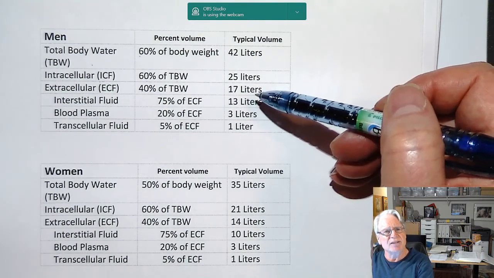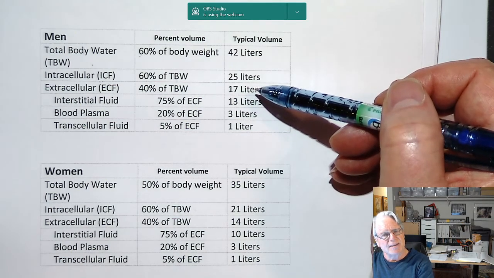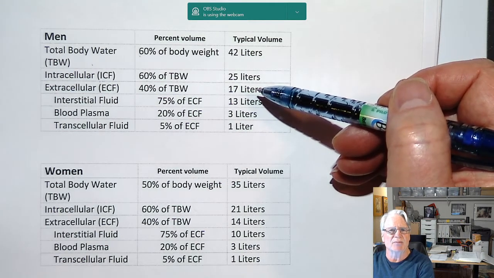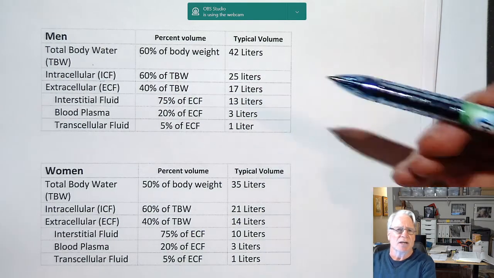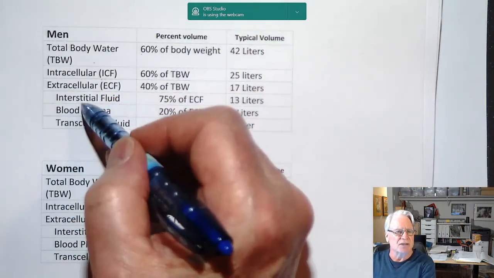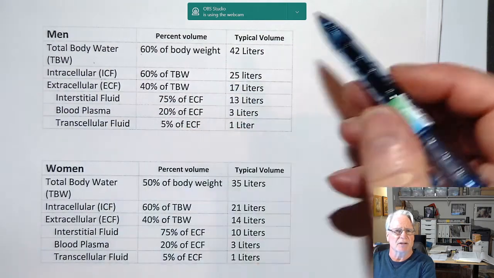But actually this is still a fairly large amount of fluid. And we're not as efficient as we want to be yet. So can we manage this problem down into something a little bit more manageable? Absolutely. So the 17 liters includes interstitial fluid and blood plasma.